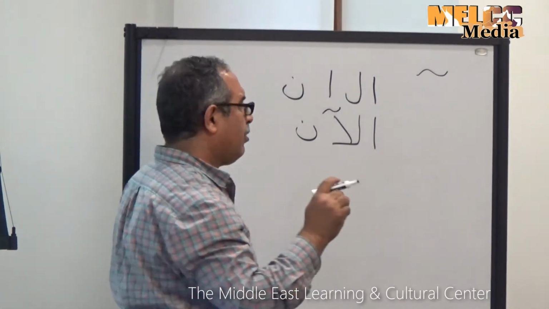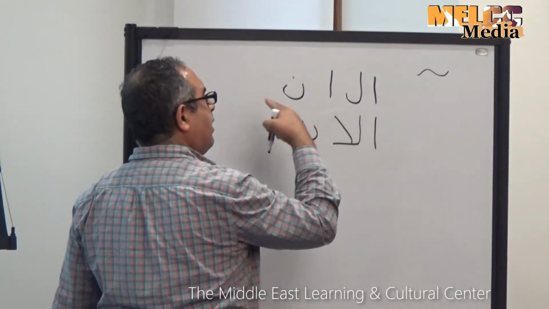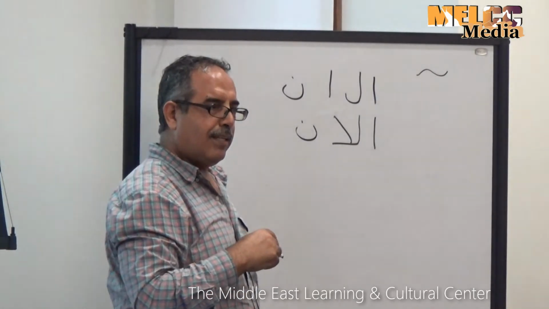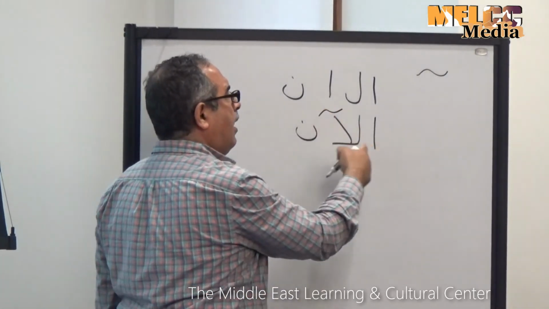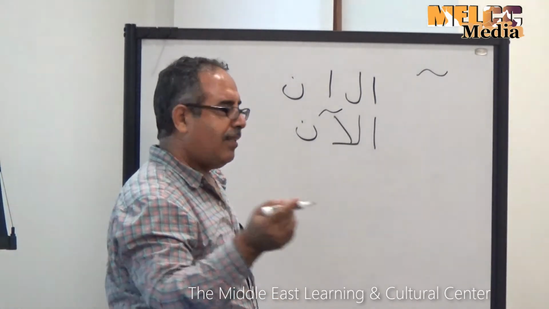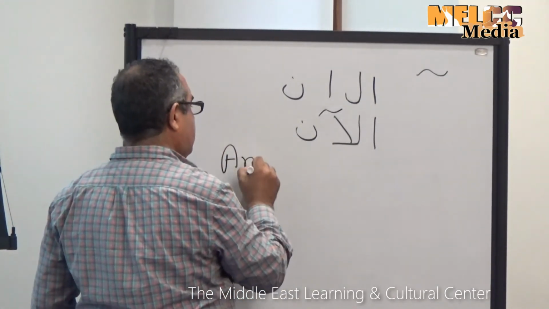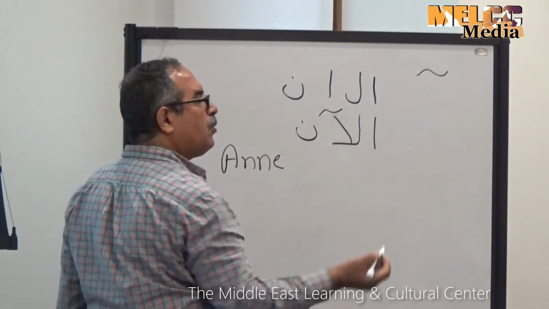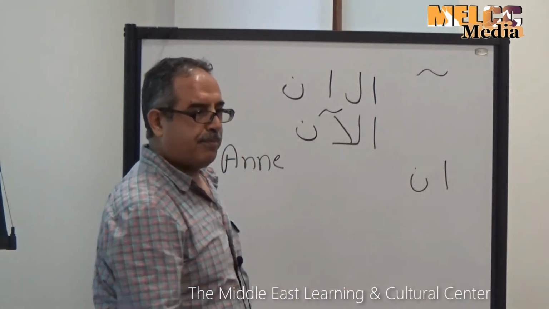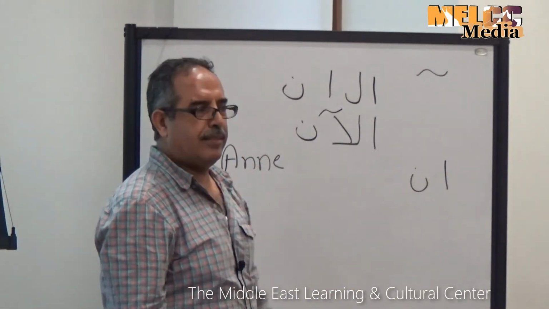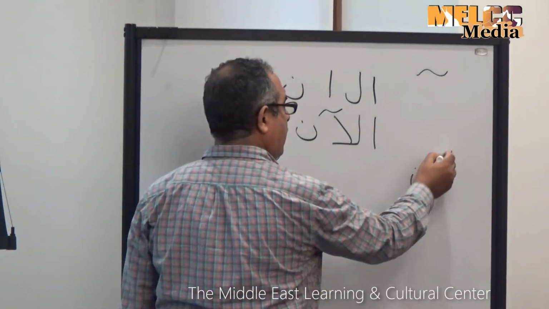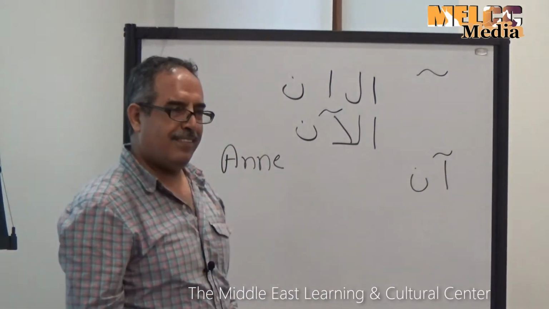And the example here, without the madda, this word is alan. With the madda, al-an, like the name an in English. All right. How do we write it? We have alif and we have noon. But this is an, not an. To make it sound an, we put an. See?